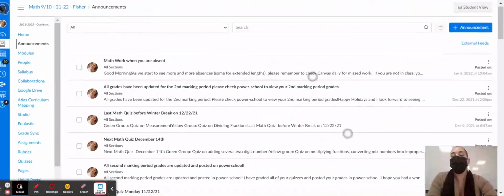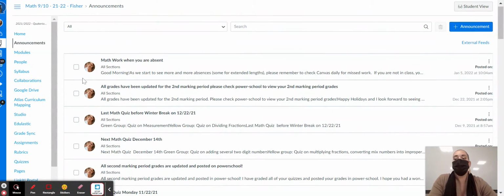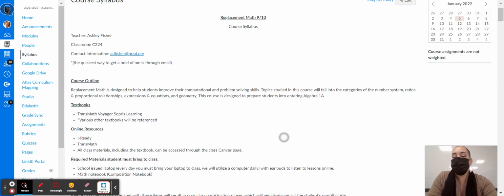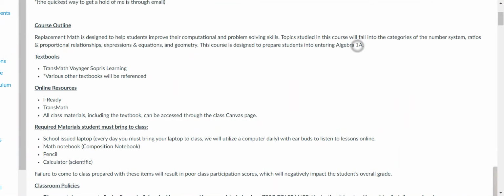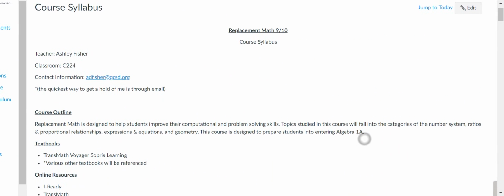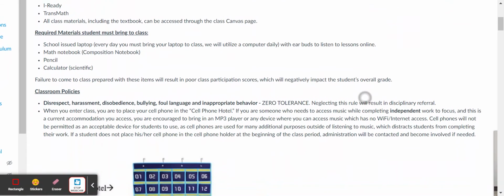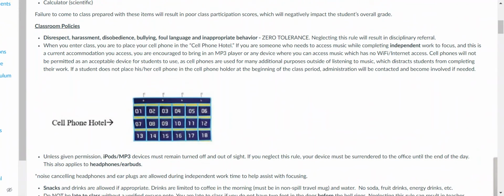Okay. So that's the main thing: the Get Started page will always have everything you ever need, as well as announcements. I do have the syllabus right up here. The first week of school, I ask that you take it home and have mom sign it. You also sign it as well, just letting me know that you understand the rules and expectations of my classroom, which the big thing is there's a no cell phone policy in my classroom.